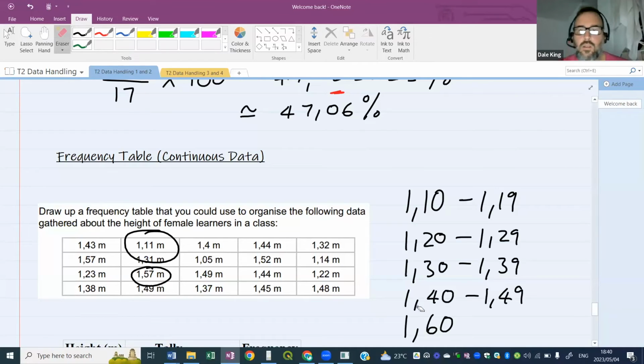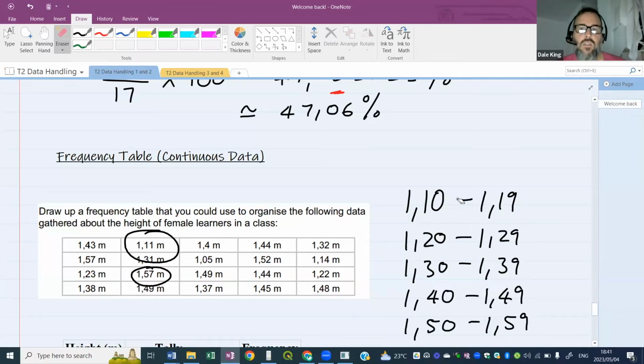So I'm going to erase the 1,60. I'm going to make 1,50 all the way up to 1,59. Okay, so what I've done is I've started at my lowest, making sure that I catch it in that group. I check my highest, I've caught it in this last group here, and then I group everyone else in a similar group. So I've got 5 groups here, 5 intervals, okay?